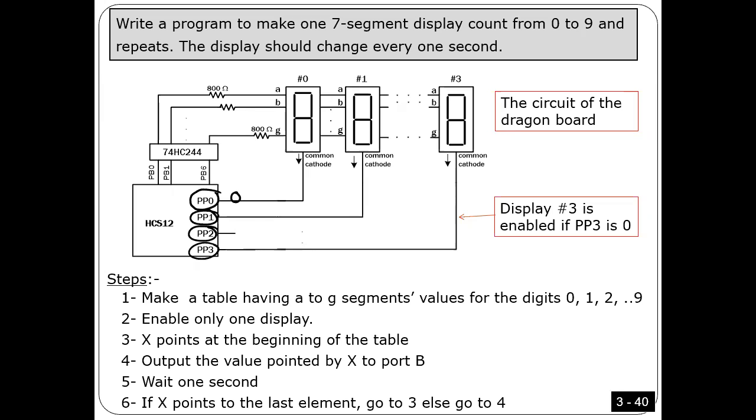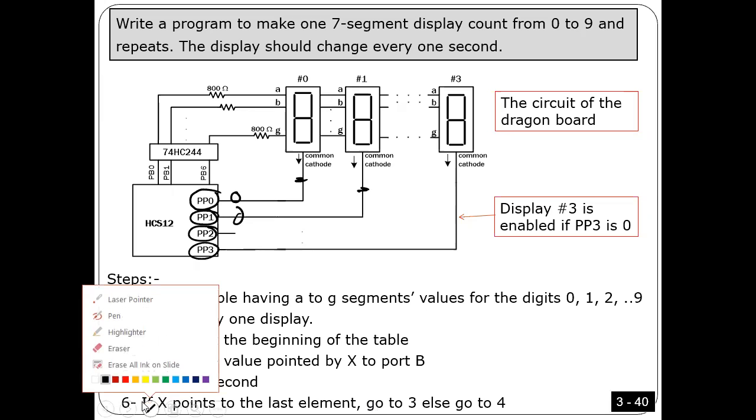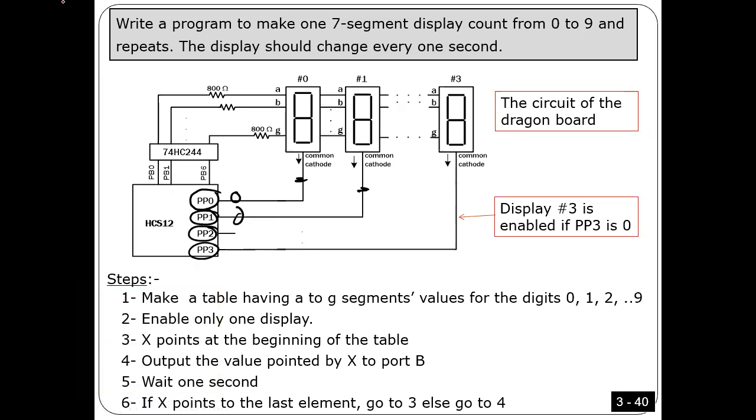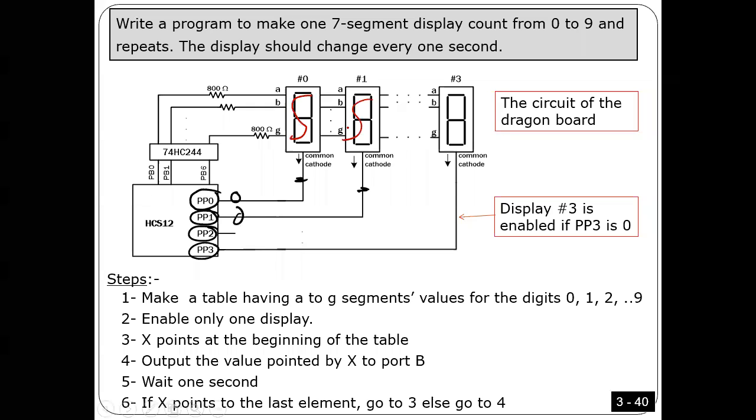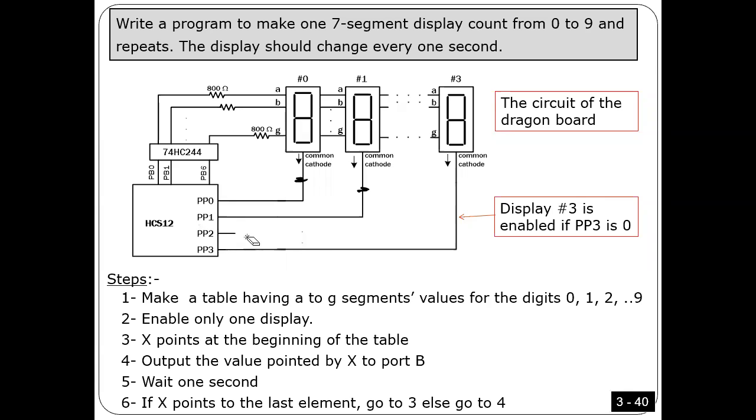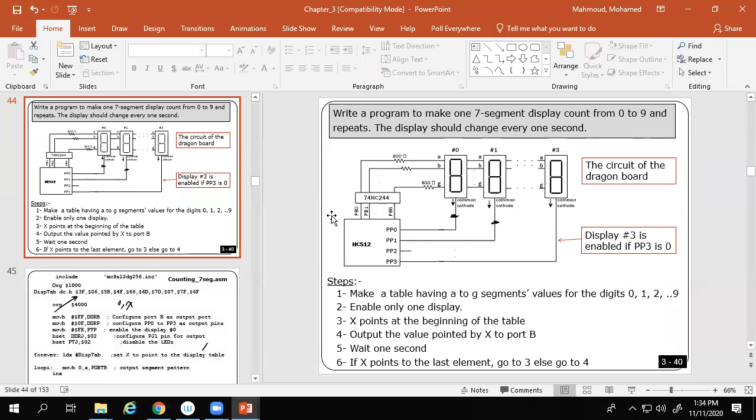Otherwise, if I enable two with 0 and 0, these two displays are going to display whatever is on port B. For example, if port B has number 5, you will see 5 here and 5 here, which for sure doesn't make sense. So usually we enable only one at a time. Last time I explained how to use only one. Today I'm going to explain how I can use the four.